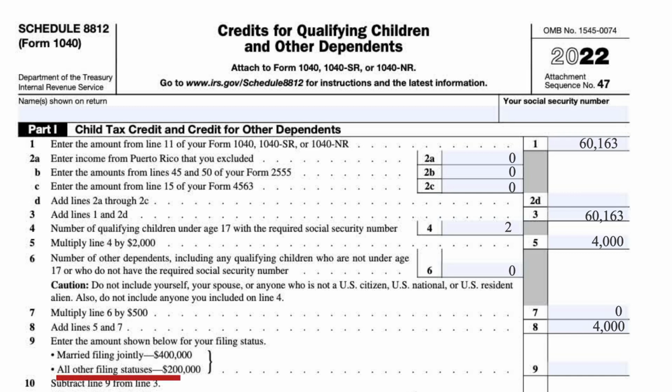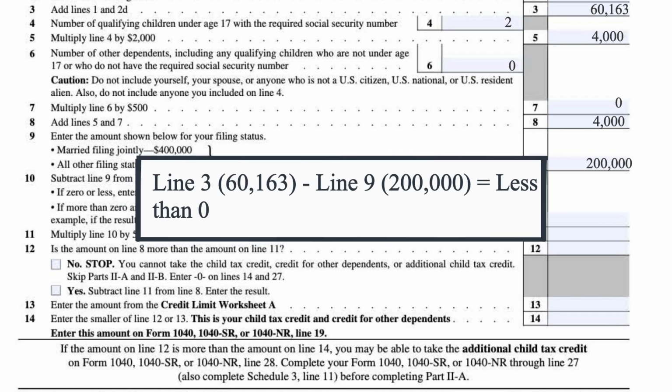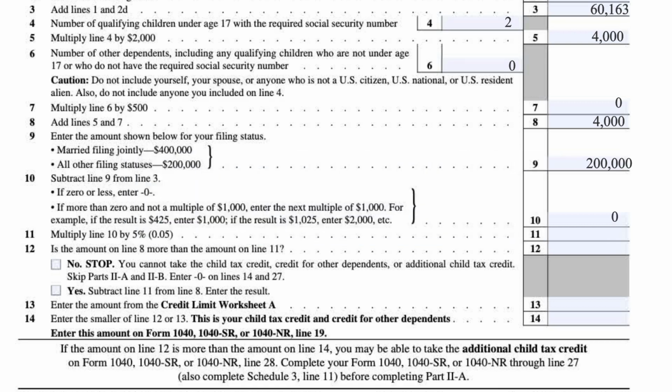On line 9, 200,000 is entered for the head of household filing status. As you can see, you will enter the amount corresponding with the taxpayer's filing status. So because Emily is filing head of household, we enter the amount of $200,000 here. On line 10, line 9 is subtracted from line 3, equaling less than 0, so here we enter 0. On line 11, line 10 is multiplied by 5%, 0 here because line 10 was 0. On line 12, line 11, which is 0, is subtracted from line 8, 4,000, which equals 4,000.